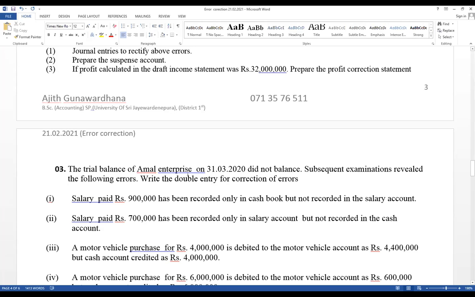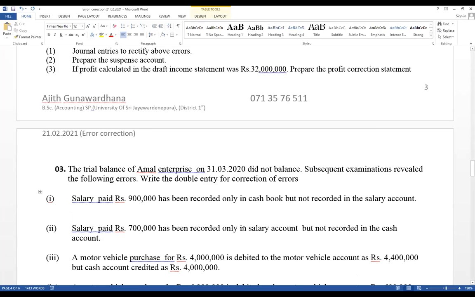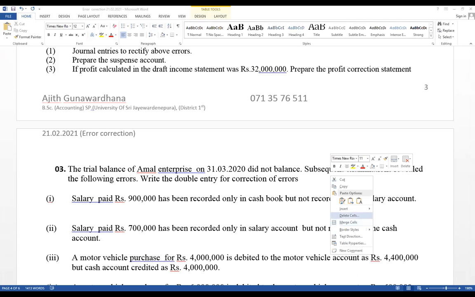Right. Think about question number three. It is given that the trial balance of Amal Enterprise at 31st March did not balance, and the reasons for the difference are given. They ask to write the double entry for correction of errors. Read carefully and think what the double entry would be. They ask for correction of errors. It should be recorded in the general journal.